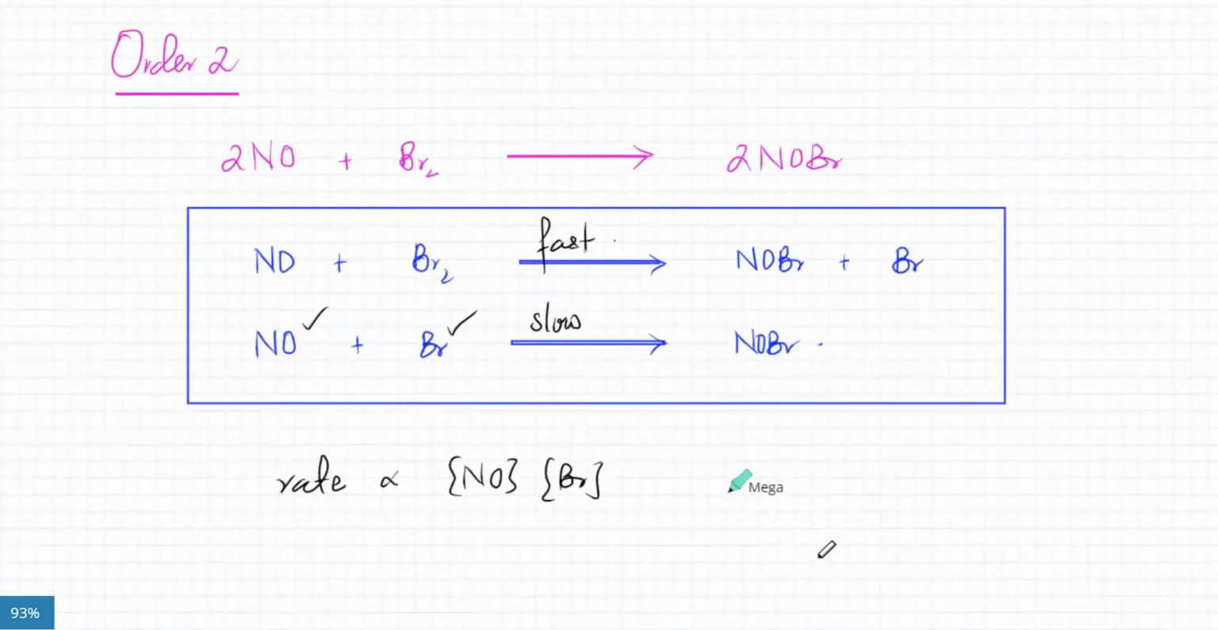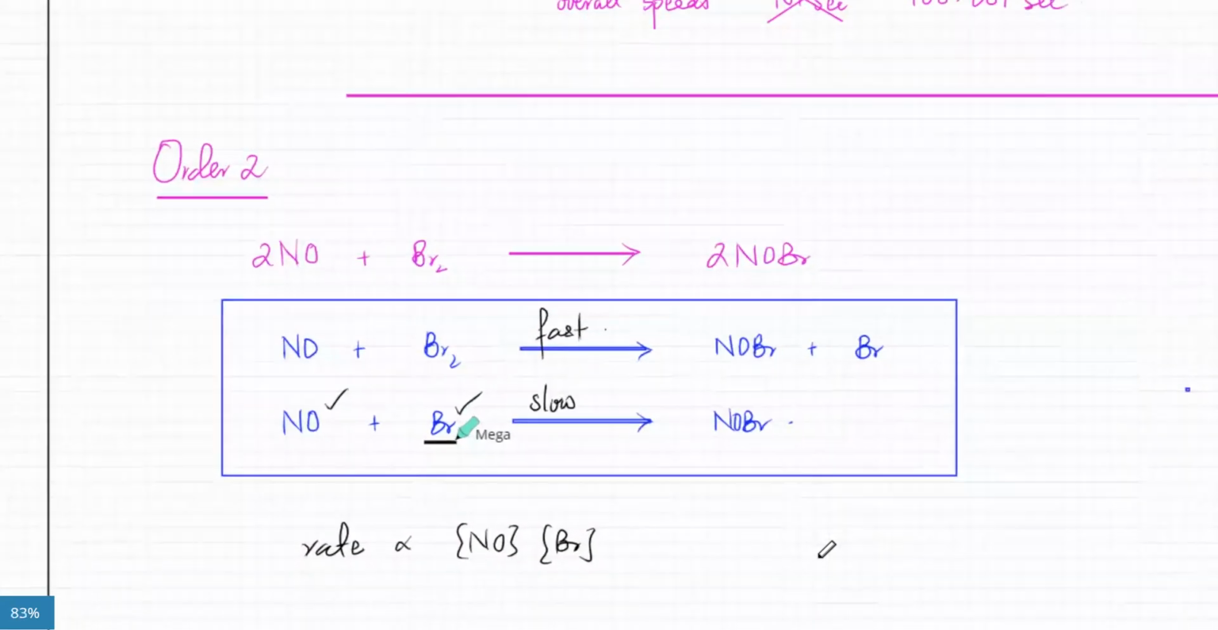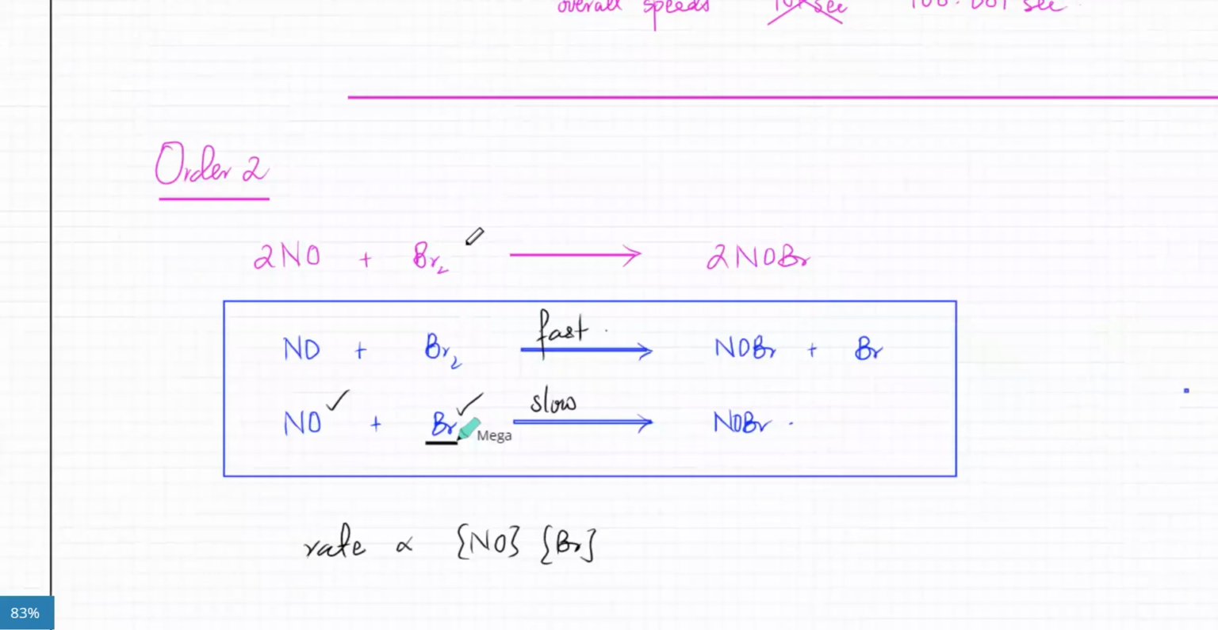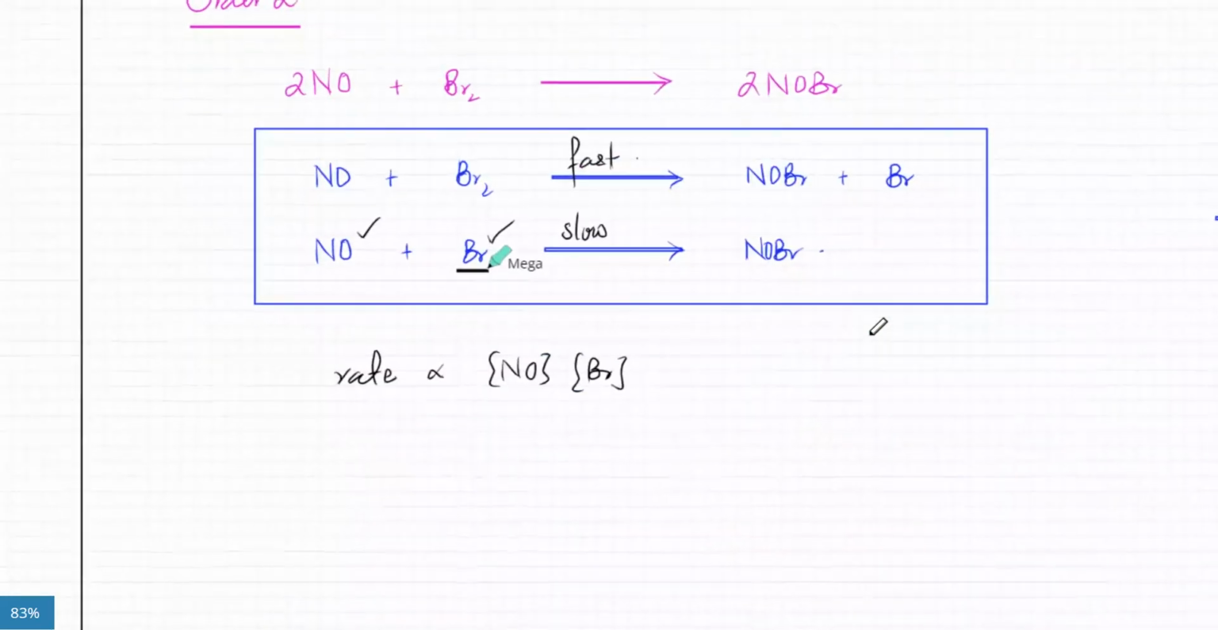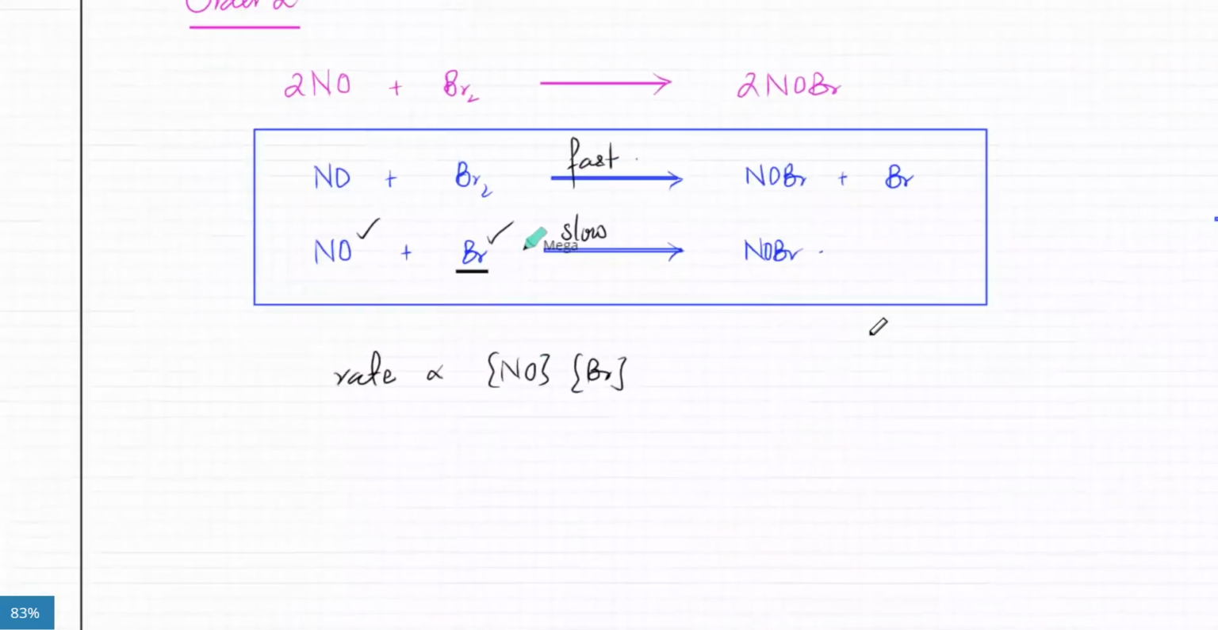So again, we're not getting order 2 at the moment. But if you look at this carefully, you would notice that this Br over here is an intermediate. It's not your reactant. In your original equation there is no Br, there's Br2. These are your two reactants. Br is an intermediate that was made in the previous step.